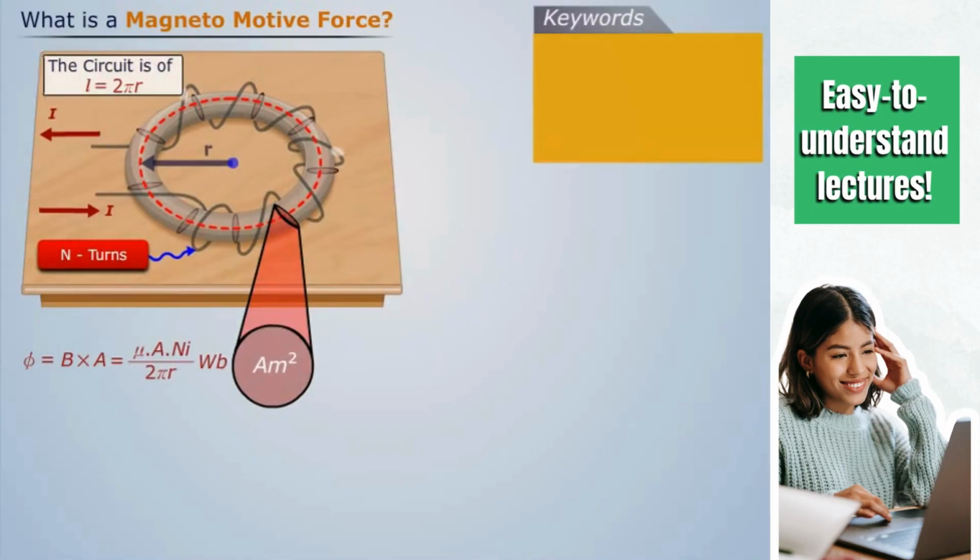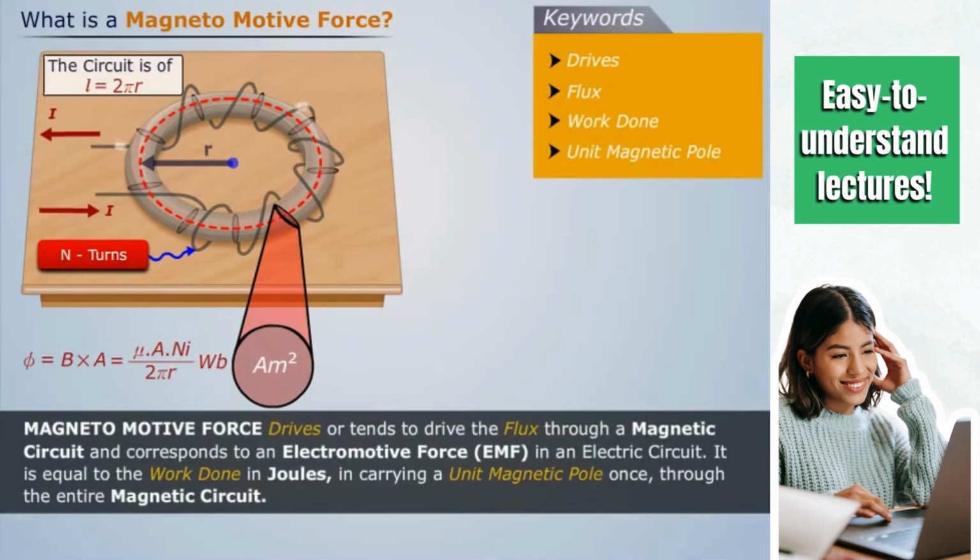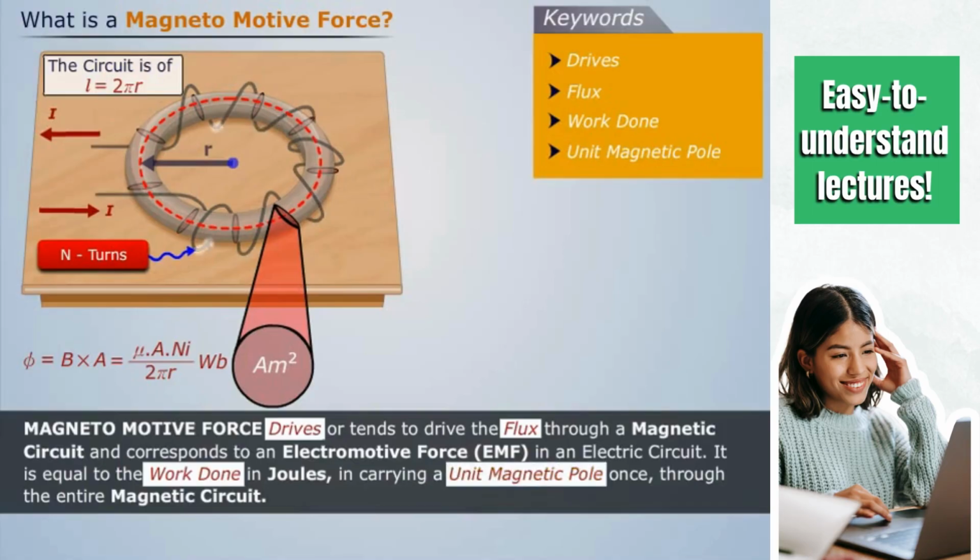Thus, we can say that magnetomotive force drives or tends to drive the flux through a magnetic circuit and corresponds to an electromotive force in an electrical circuit. It is equal to the work done in joules in carrying a unit magnetic pole once through the entire magnetic circuit.